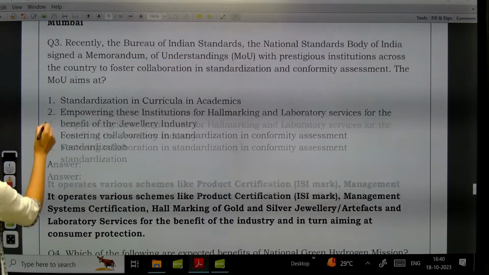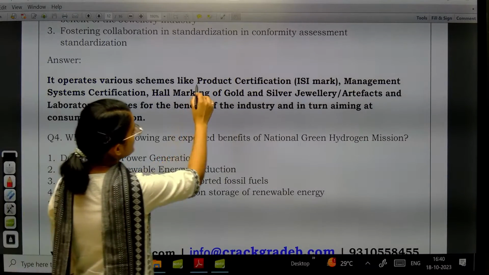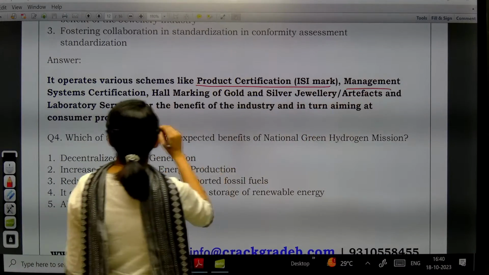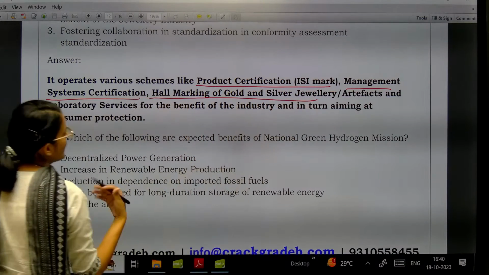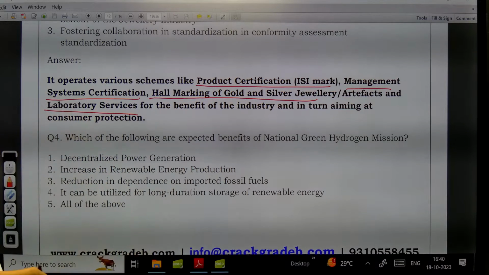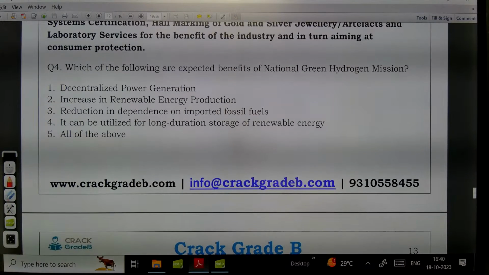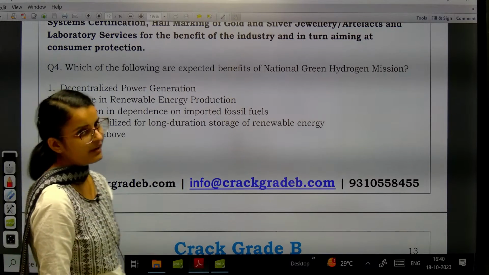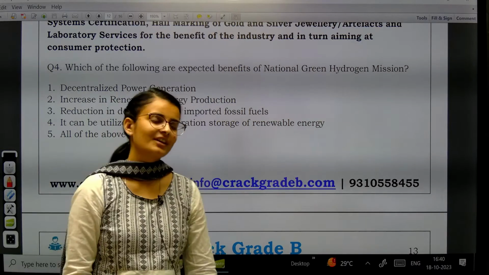Okay, next question. So it operates various schemes like product certification, management system certification, hallmarking of gold and silver artifacts, laboratory services to benefit industry, and in turn aiming at consumer protection. This is the final aim of the organization. Which of the following are expected benefits of National Green Hydrogen Mission? Told you in PIB. National Green Hydrogen Mission is very important.